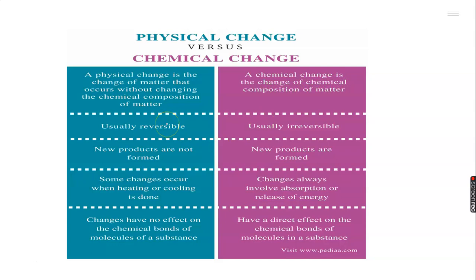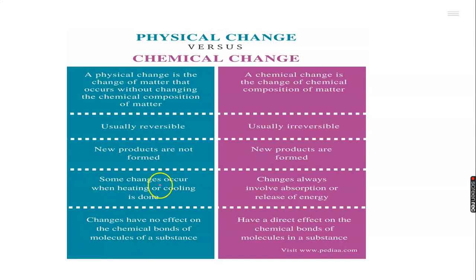Physical change is usually reversible, while chemical change is irreversible. New products are not formed under physical change. But under chemical change, you see that new products are being formed.